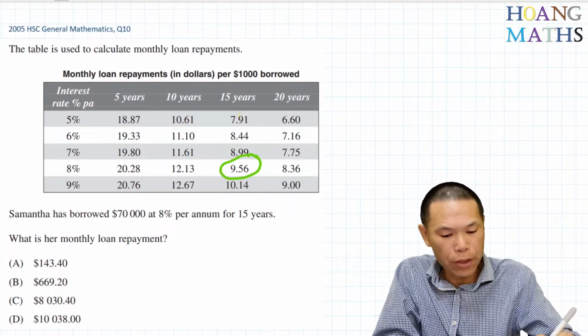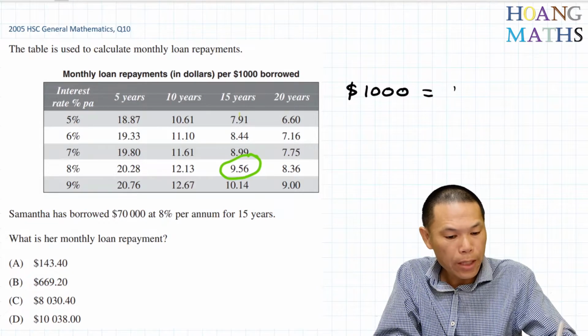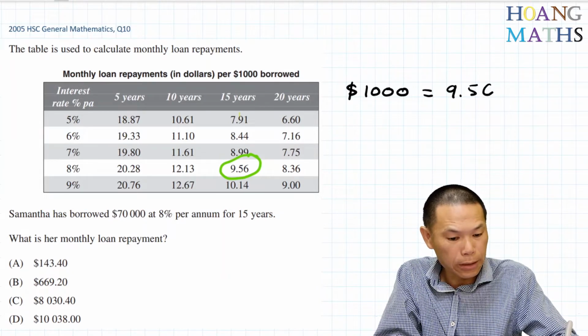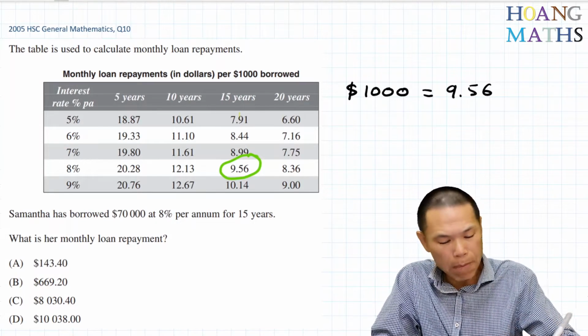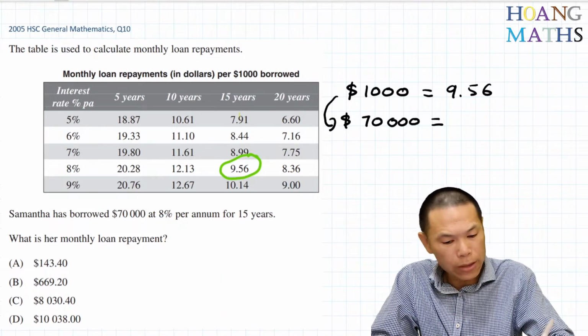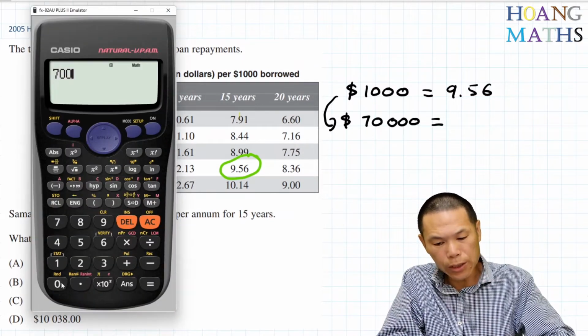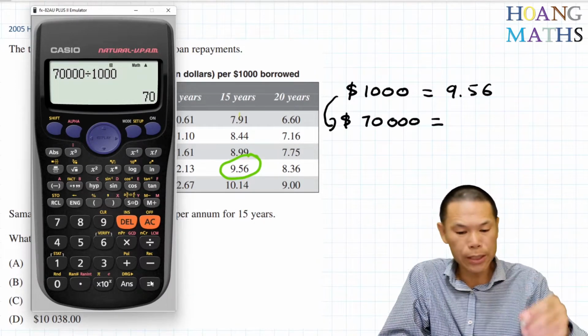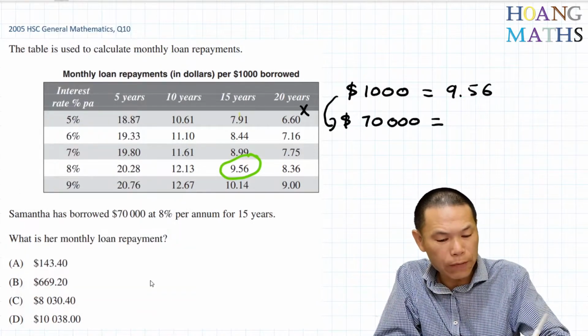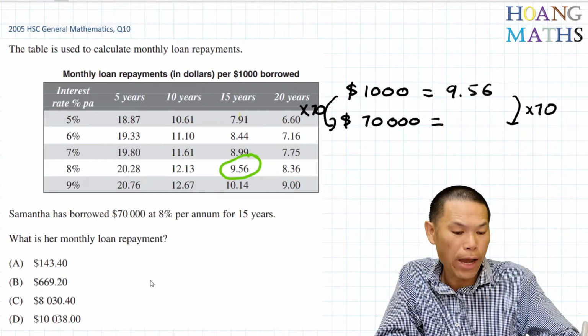So let me just set it out first. If we borrow $1,000, we need to pay $9.56 per month. But in this case, Samantha borrowed $70,000. To work out the scale factor from 1,000 to 70,000, we times 70. Otherwise, we can just use a calculator: 70,000 divided by 1,000, so that is 70 times, okay? So from 1,000 to 70,000, you times 70. Therefore, I need to times by 70 on the right-hand side as well.